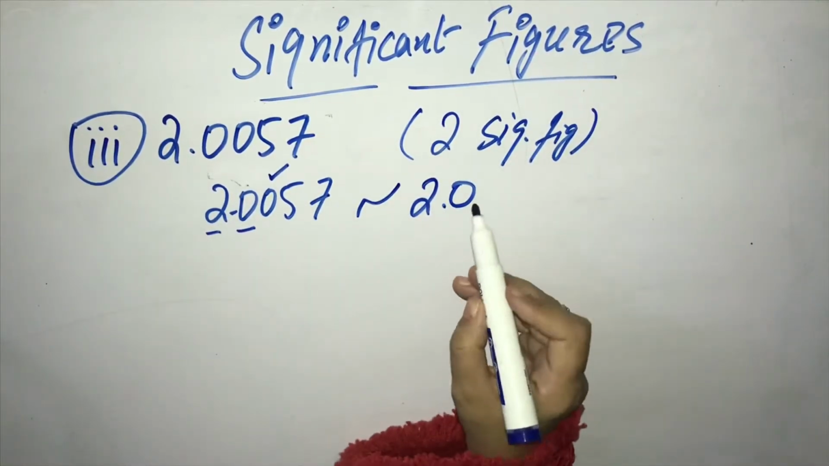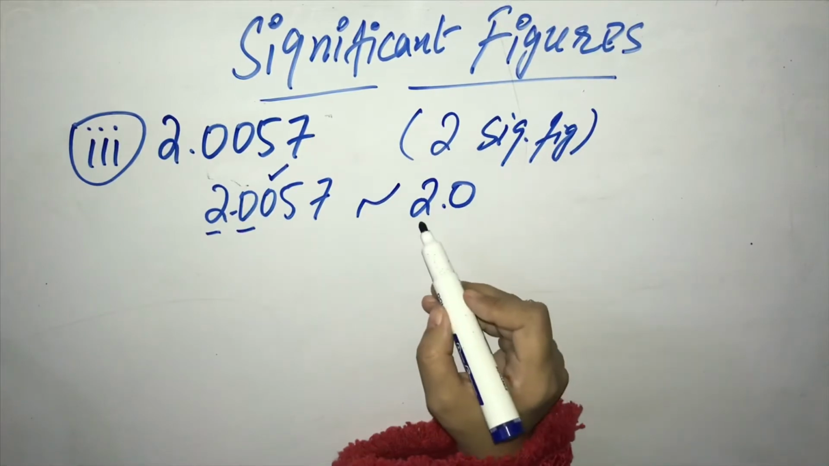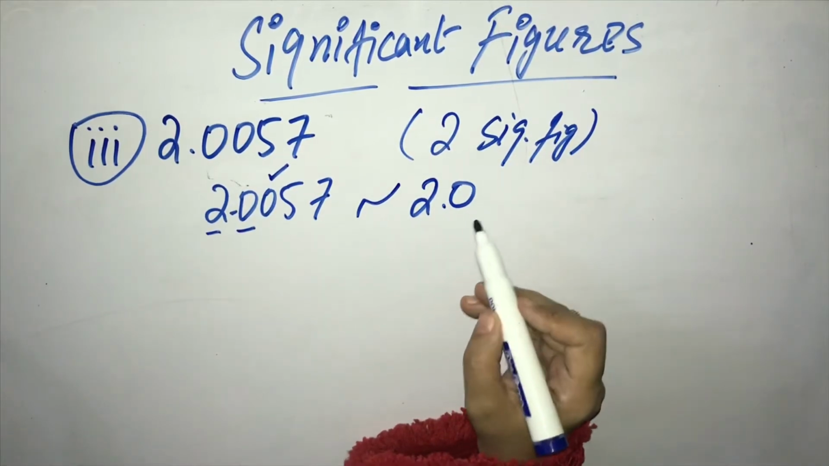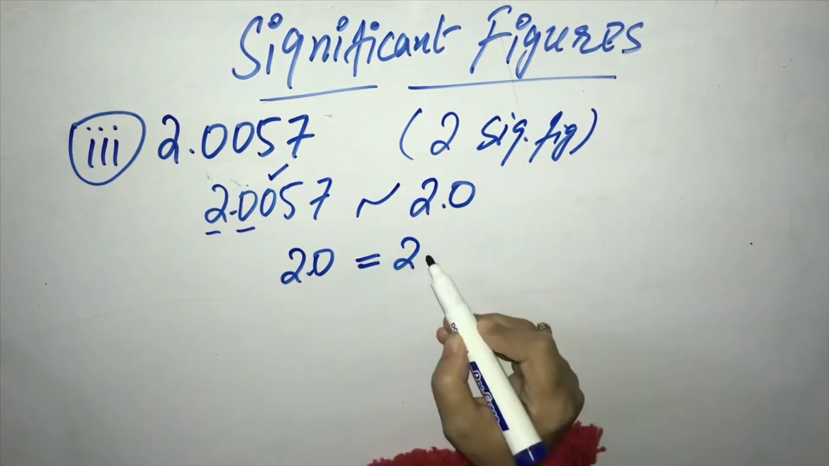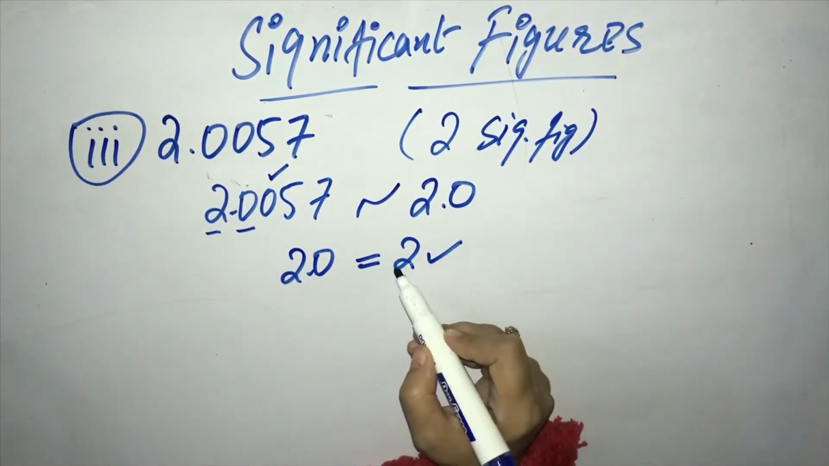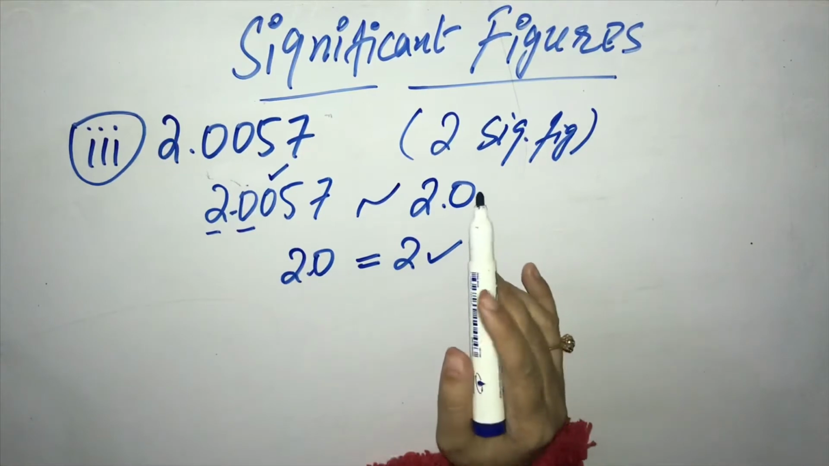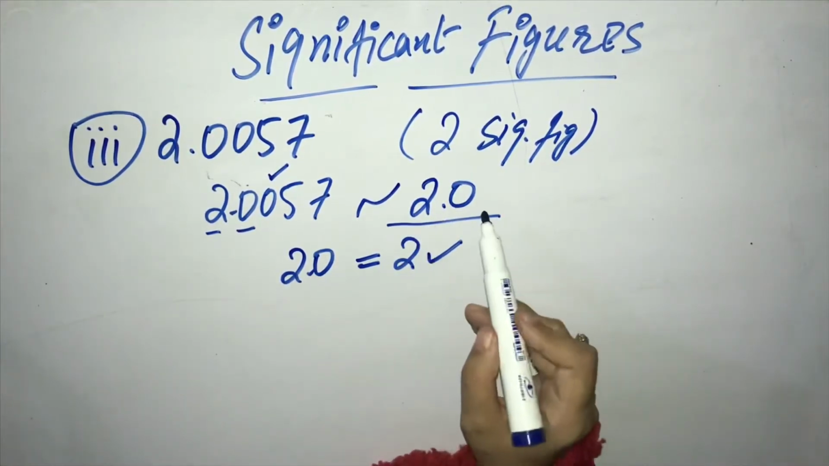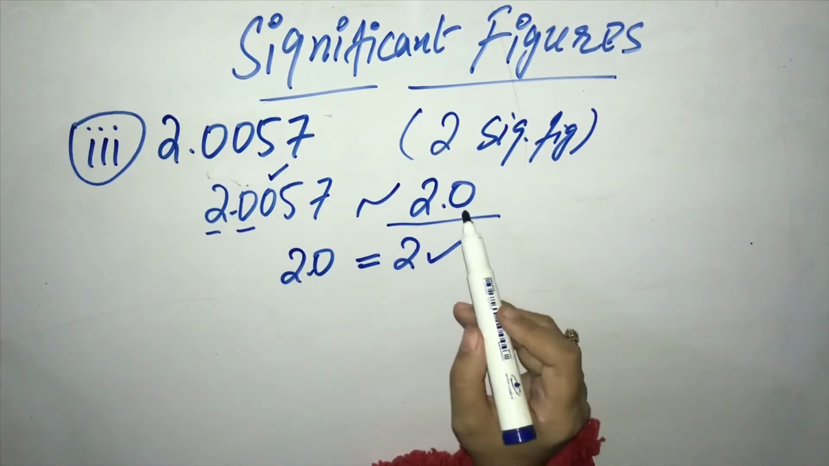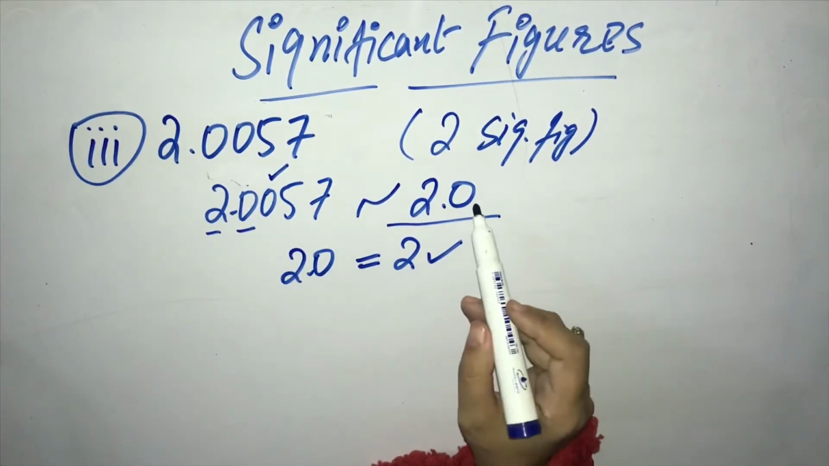This answer has one decimal place and it has two significant figures. 2.0 is equal to 2, but this 2 has only one significant figure. I have to give the answer correct to two significant figures, so my answer will be 2.0, as it has two significant figures.